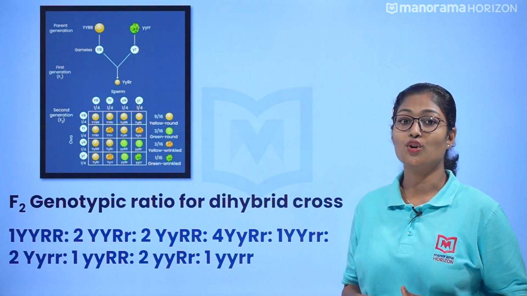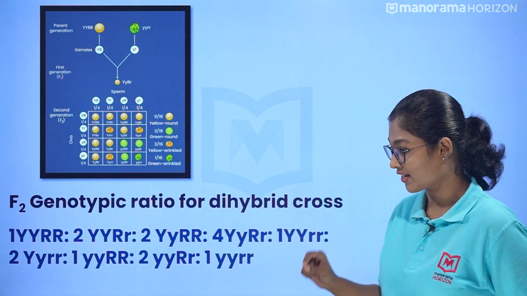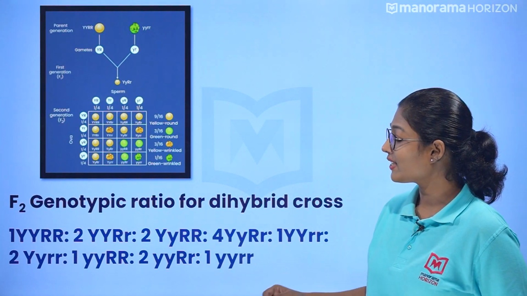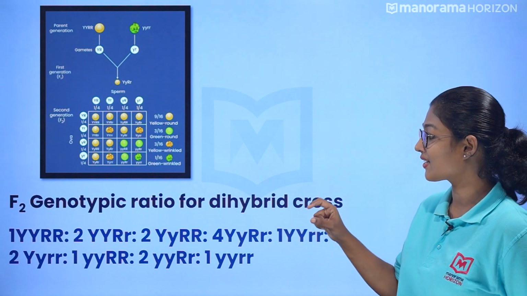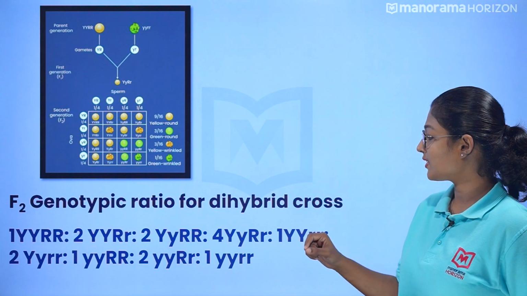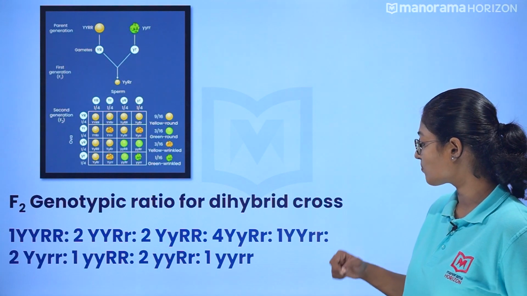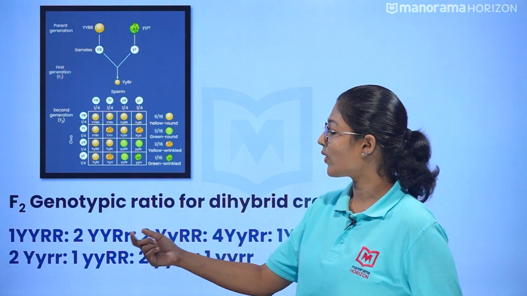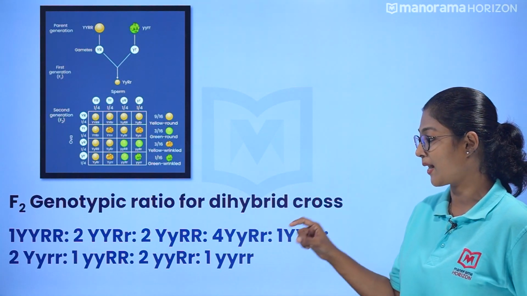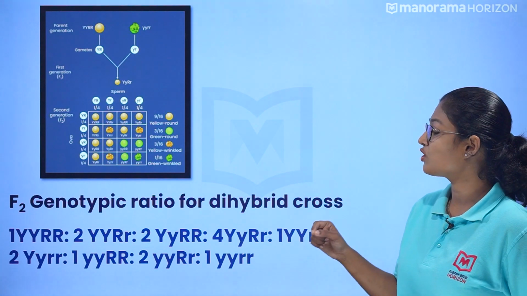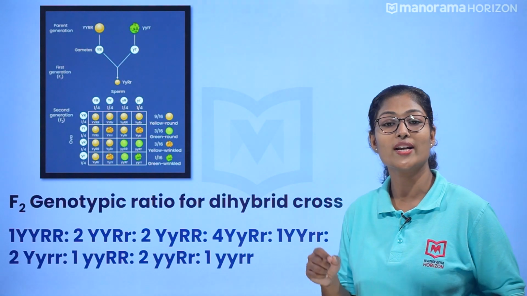The genotypic ratio for the given cross is 1 capital Y capital Y capital R capital R to 2 capital Y capital Y capital R small r to 2 capital Y small y capital R capital R to 4 capital Y small y capital R small r to 1 capital Y capital Y small r small r to 2 capital Y small y small r small r to 1 small y small y capital R capital R to 2 small y small y capital R small r to 1 small y small y small r small r.